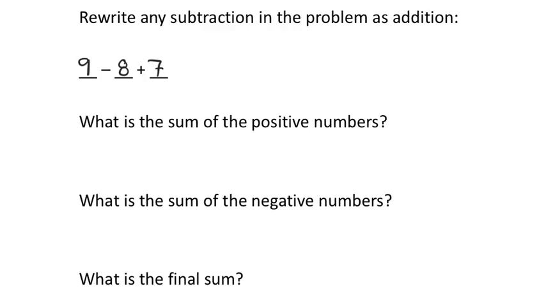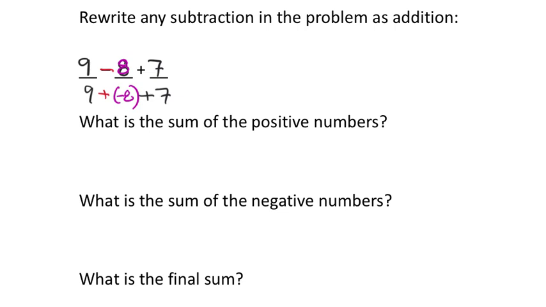So rewrite any subtraction in the problem as addition. 9 minus 8 plus 7. Well, there's only one subtraction right here, and I would use keep, change. So I would keep the 9. I would change the minus into a plus, and then that positive 8 right there, I would change into a -8. And then we still have the plus 7. That was already a plus, so we didn't have to do anything with keep, change on that. All we did right there is change the subtraction into addition.